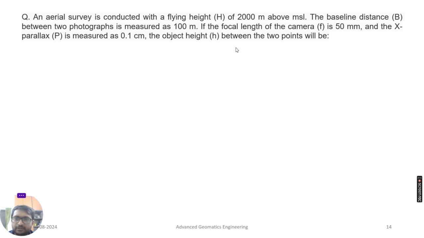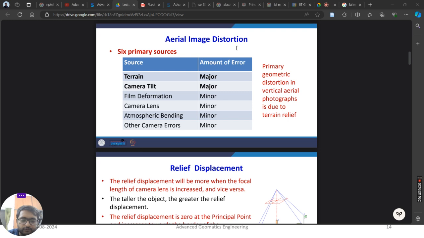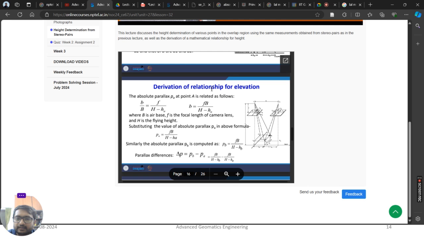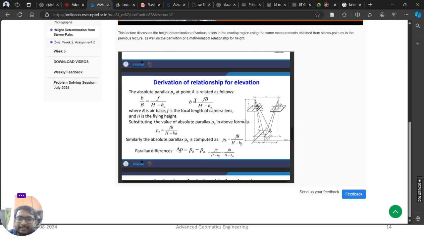Now the next question: an aerial survey is conducted with a flying height of 2000 meter above mean sea level. The baseline distance between two photographs is measured as 100 meter. If the focal length of the camera is 50 mm and the x parallax is measured as 0.1 centimeter, find the object height between these 2 points. There also we have one formula and we just have to plug in. You will find these formulas in the class, the derivation of the relationship for elevation. So what is the relationship between the elevation and the parallax which is being created?